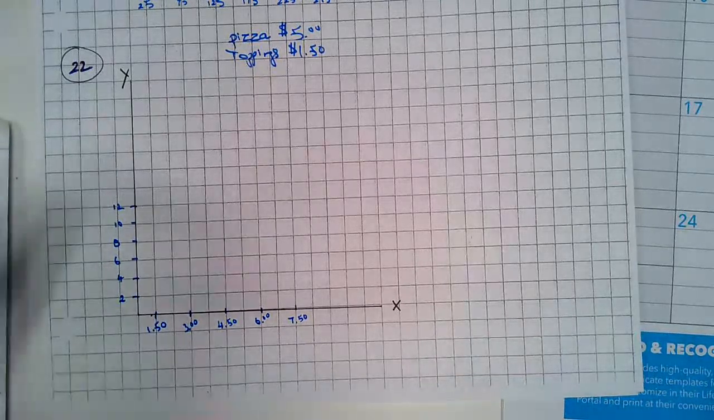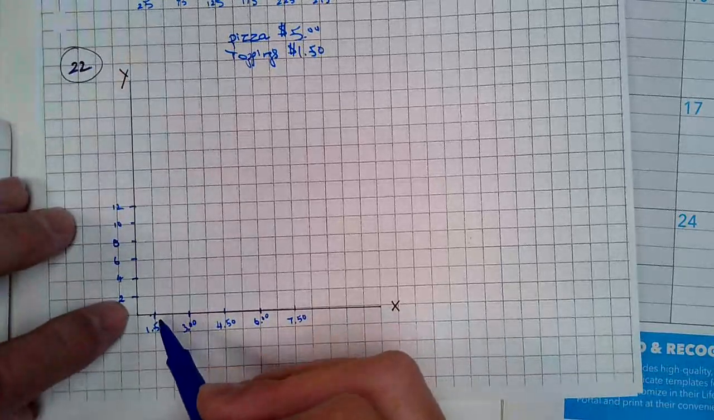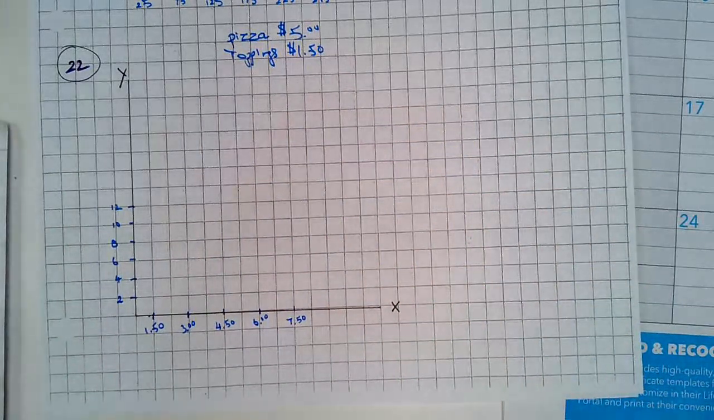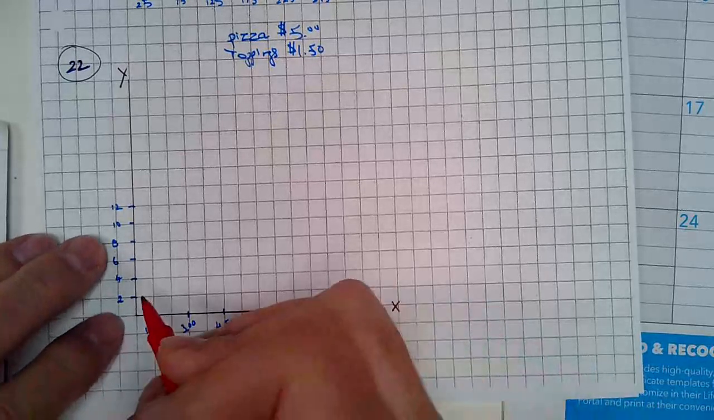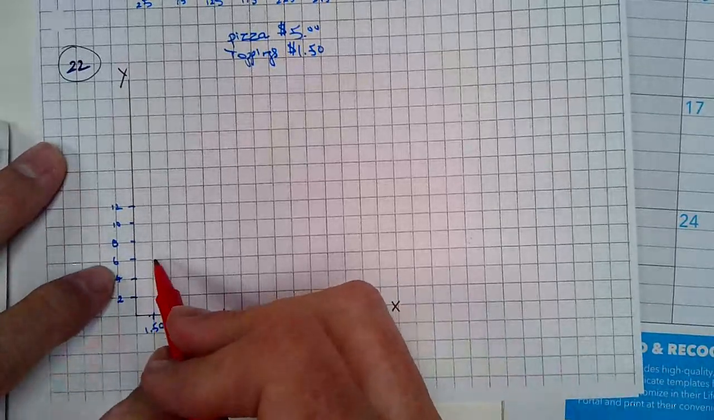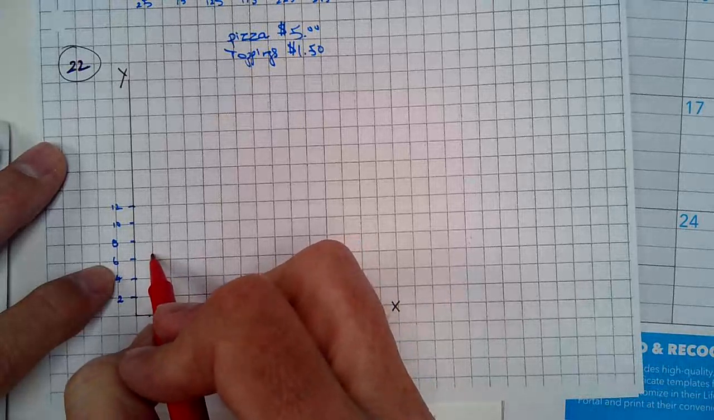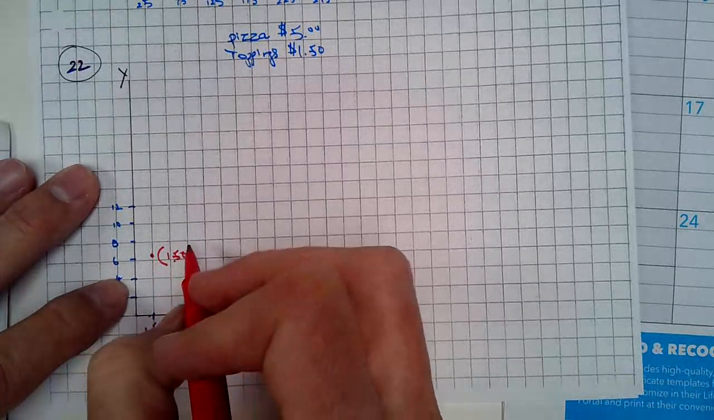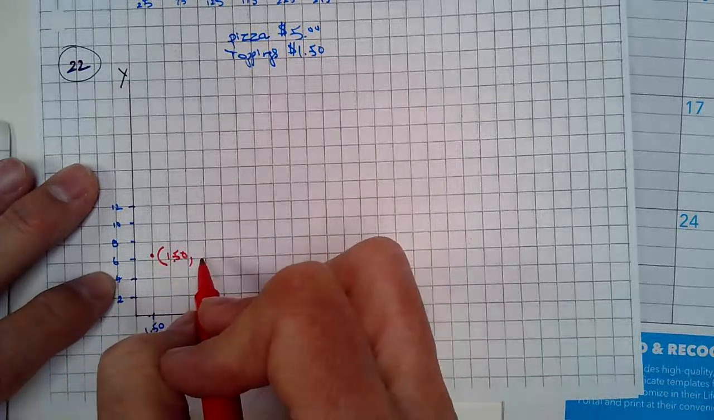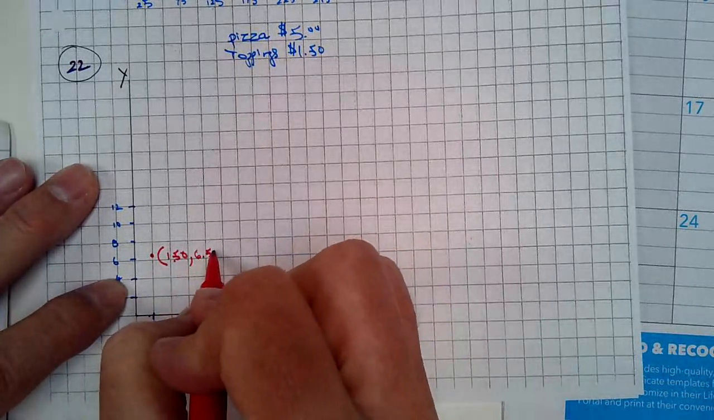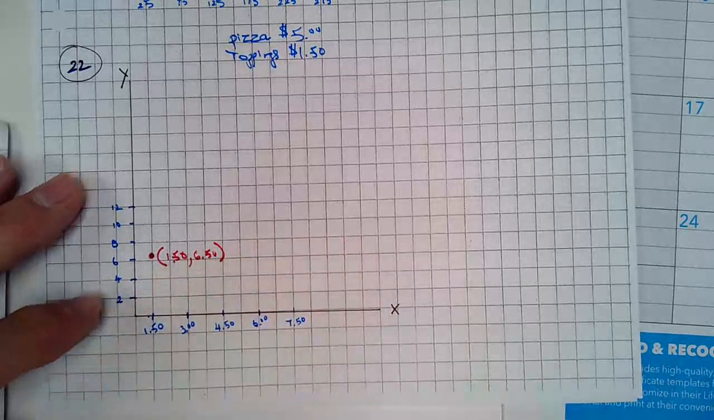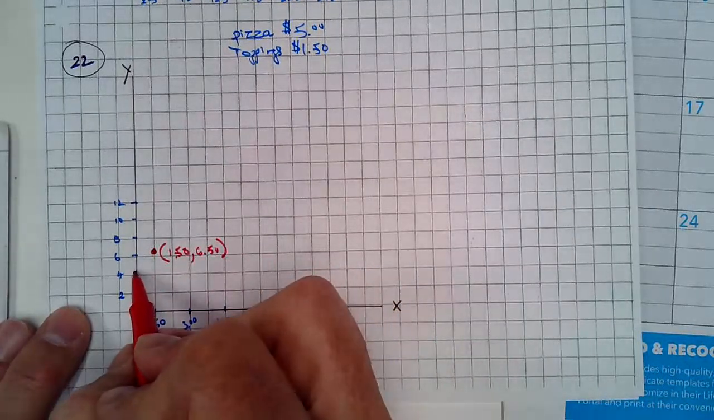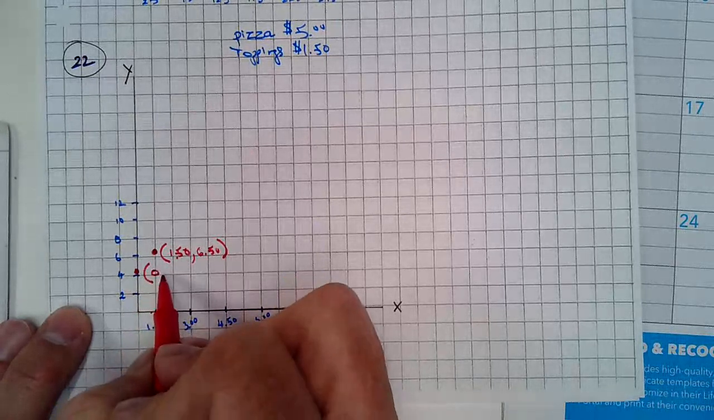And I've got less than a minute left. So 1 topping, it's going to be $5 plus $1.50. What's that? What's $5 plus $1.50? $6.50. Thank you. So I don't know, right about there. And so the X is $1.50, and the Y is $6.50. So there's my first dot. Okay, I didn't do 0. I could do 0 toppings, just the cheese pizza.